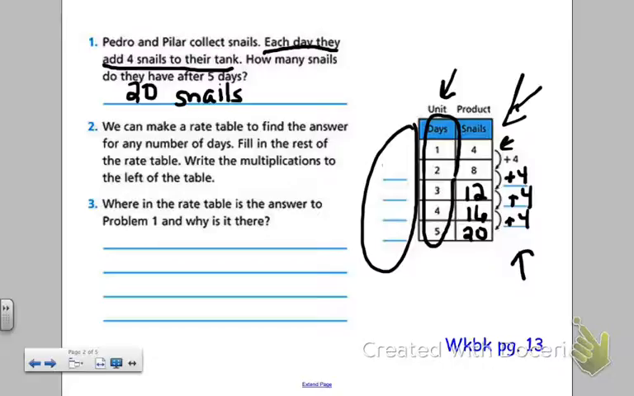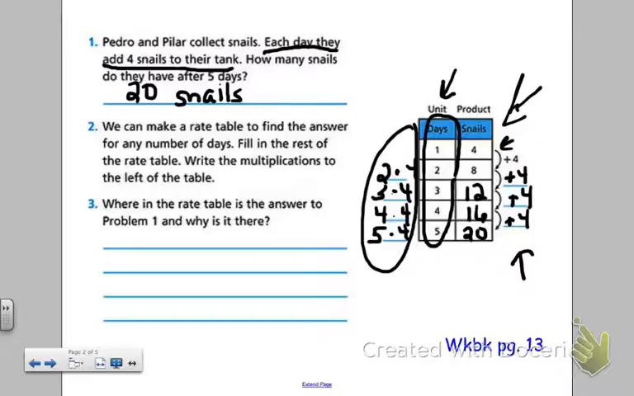So here, if I have the second day and 4 snails per day, that's 2 times 4. Here's my third day, still timesing it by 4 because it's 4 snails per day, and there's my 12. Fourth day, 4 snails per day, now we're at 16. Fifth day, 4 snails per day, now we're up to 20. So this just shows you all the multiplication that you could do.